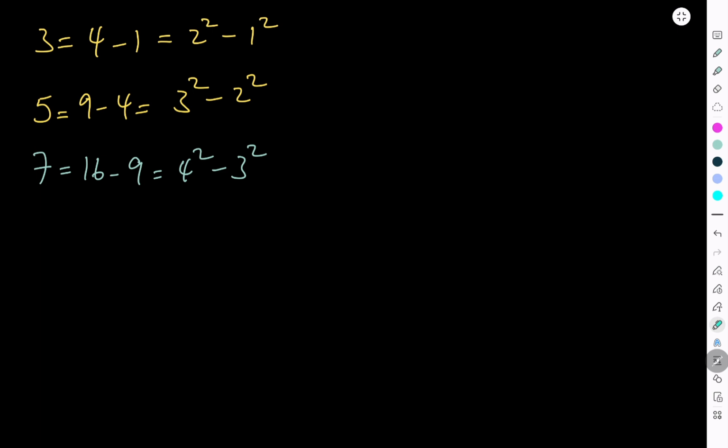Let us try to make a relation between these numbers. Now let us express the number 2 in terms of 3. It is going to be 3 plus 1 over 2. 3 plus 1 is 4, divided by 2 is 2. And 1 means 3 minus 1 over 2. 3 minus 1 is 2, divided by 2 is 1.